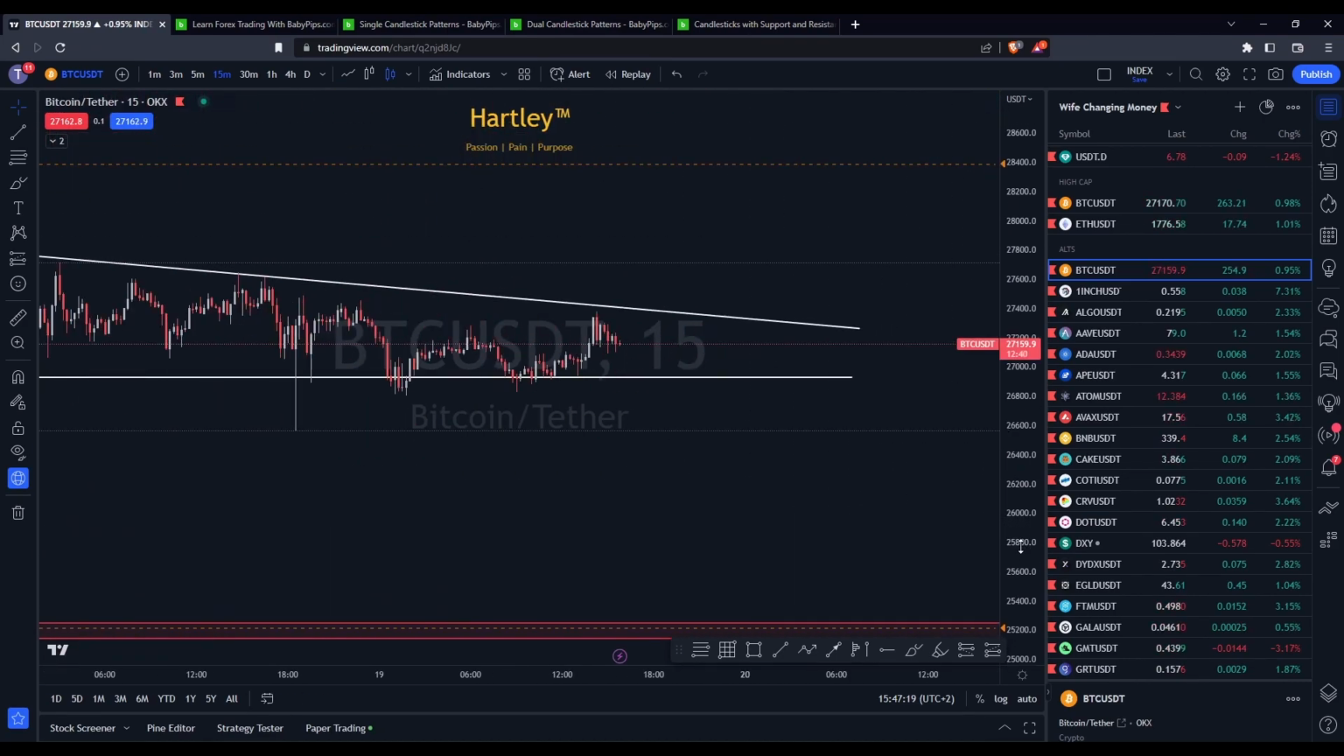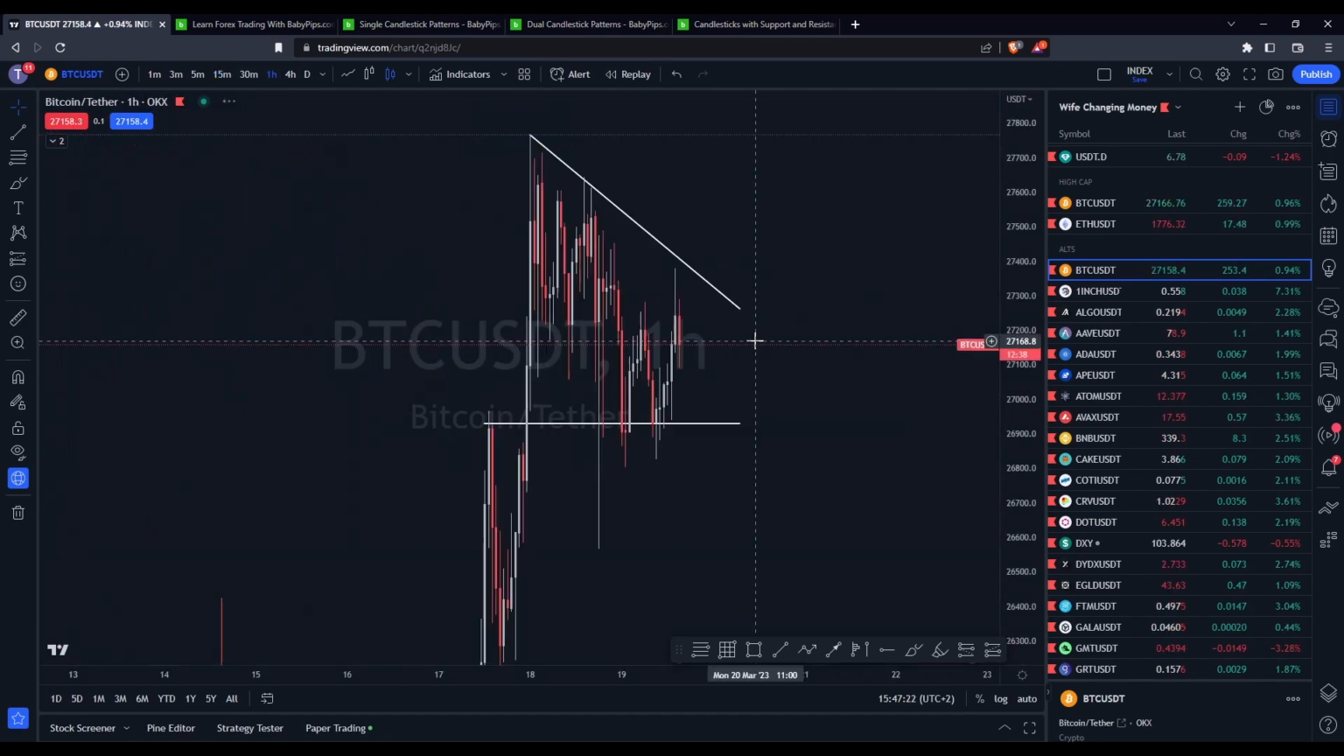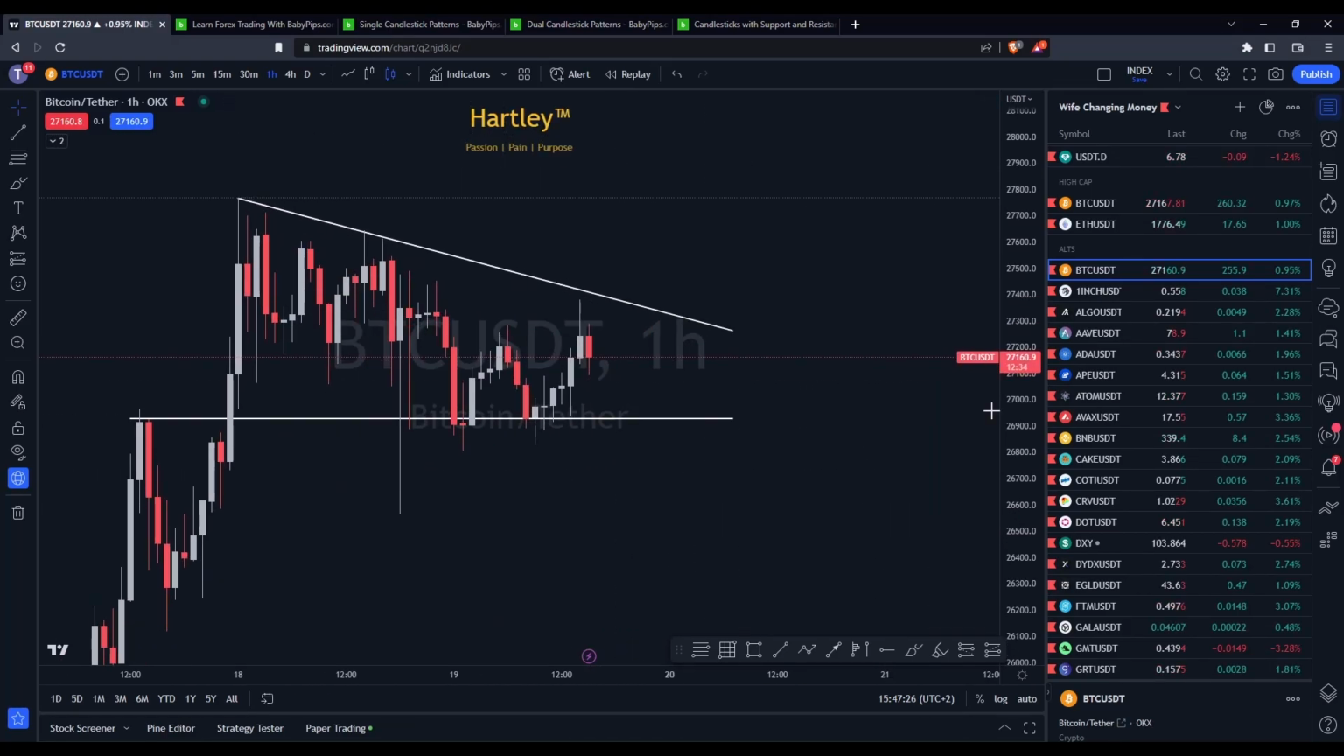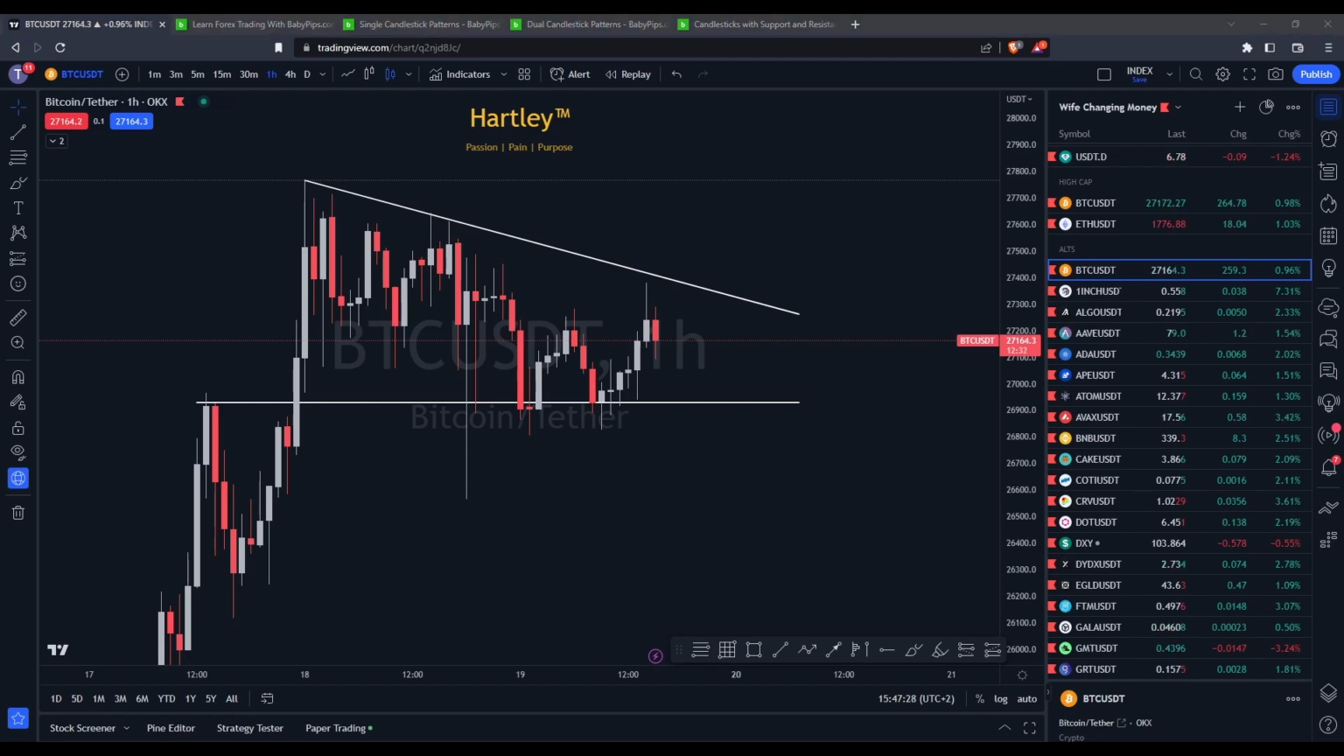What's Bitcoin doing? Chilling. 12 minutes till this 1 hour candle closes. So yeah. To me, that looks like Wyckoff. It is Wyckoff. It looks exactly what it is, but I can't explain that because people get way too confused.